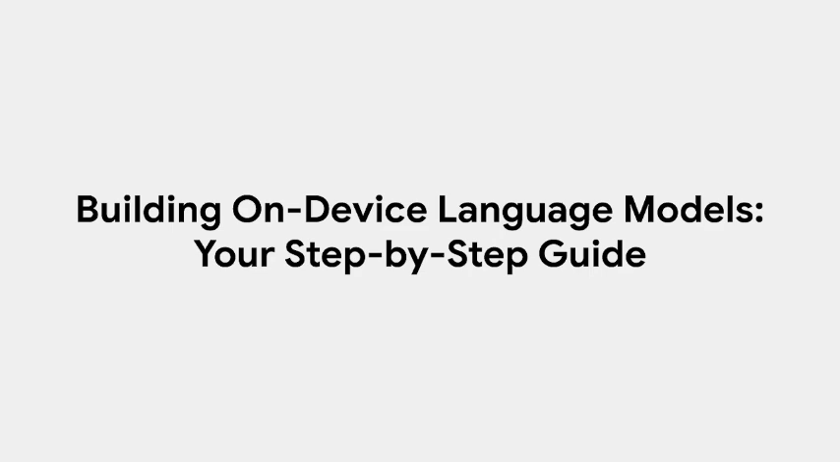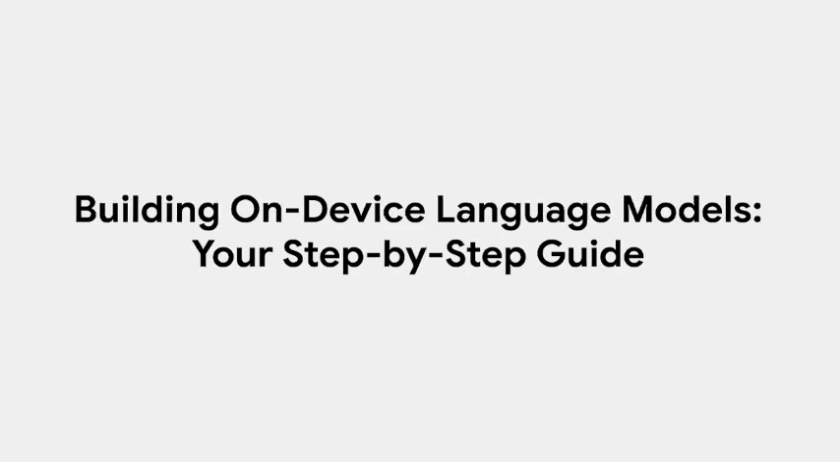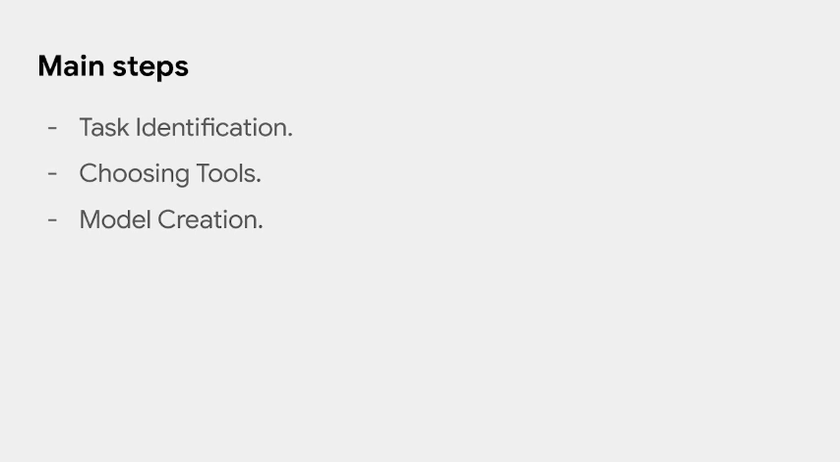So building on-device language models, we are getting now to it. Building on-device models, we have three steps to account for. The first part is identifying the task we want to implement and solve. Next point is choosing the right tools. And the third point is actually manipulating the model itself.